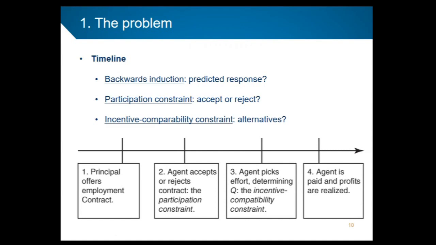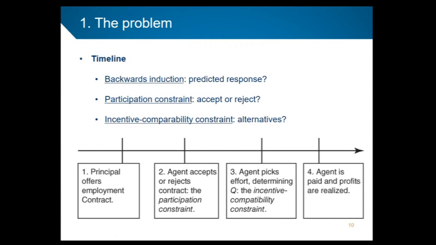Based on this offer, the agent will accept or reject my offer. This is the participation constraint. In a normal market economy, you can't force employees to work for you. They're employees, not slaves. So they have to accept your contract, your offer, first. So why might an agent accept or reject? Because, of course, you are not the only organization there. There might be other, better alternatives available. We call this the incentive compatibility constraint. So the expected value of a contract must be better than the alternatives.